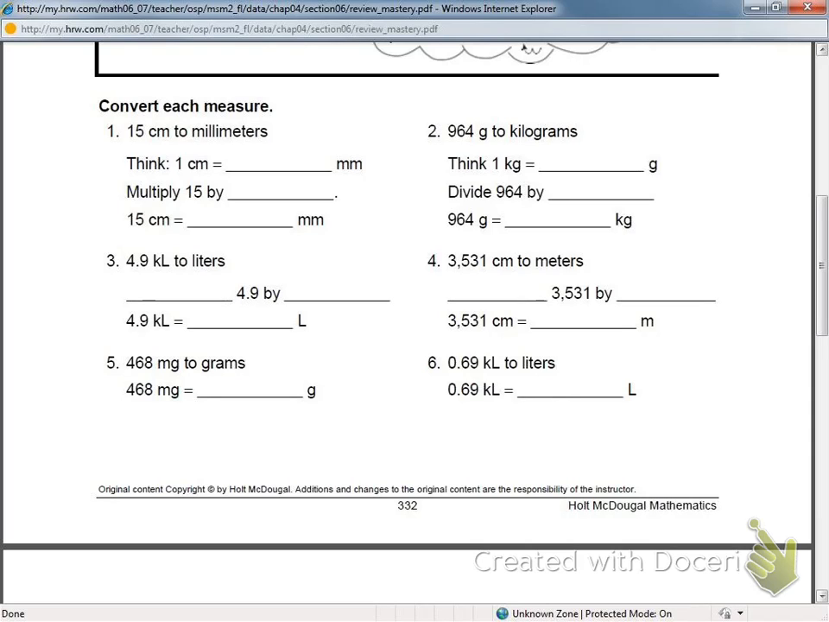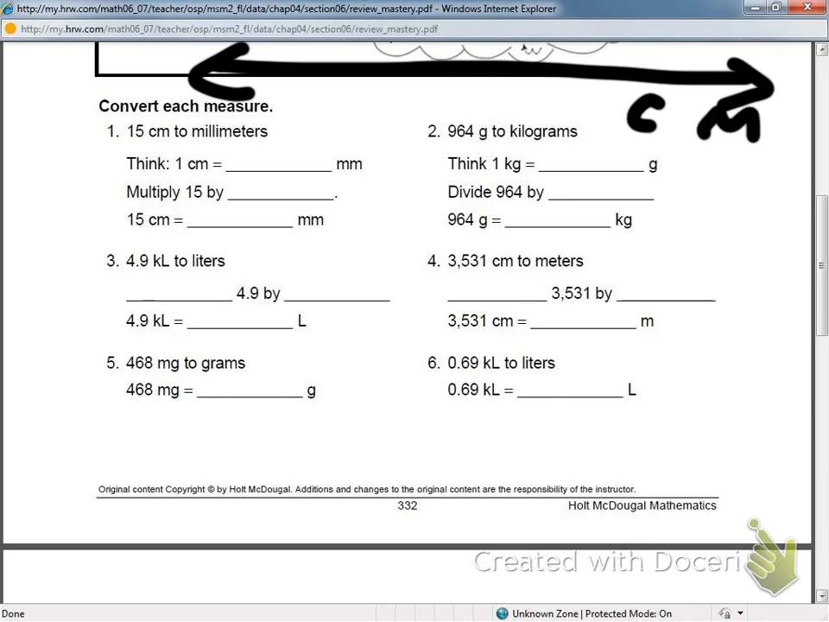Okay, let's look at number 1. We're going to convert each measure. So we have 15 centimeters to millimeters. So when I convert centimeters to millimeters, I have to do what? Centi to milli. If these are smaller, I have to multiply. So I'm going to multiply by 10. So by multiplying by 10, 15 times 10 is 150.